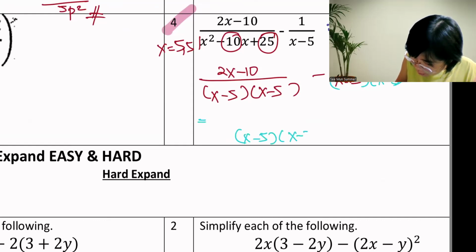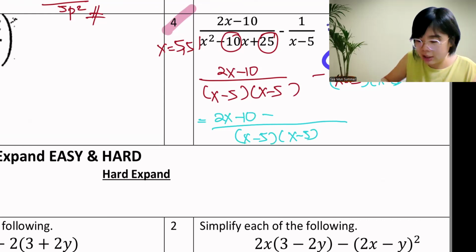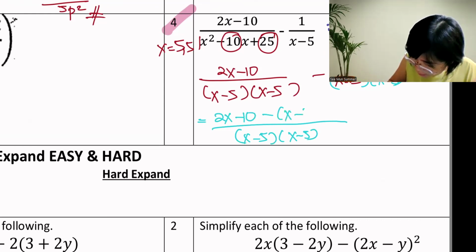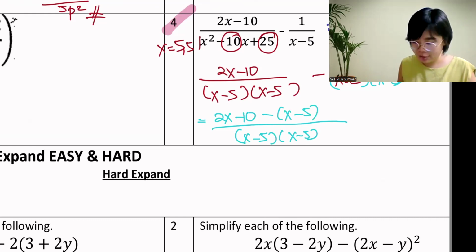And then on top 2x minus 10, and then minus, can you see? 1 times x minus 5 is exactly the same x minus 5. Correct?